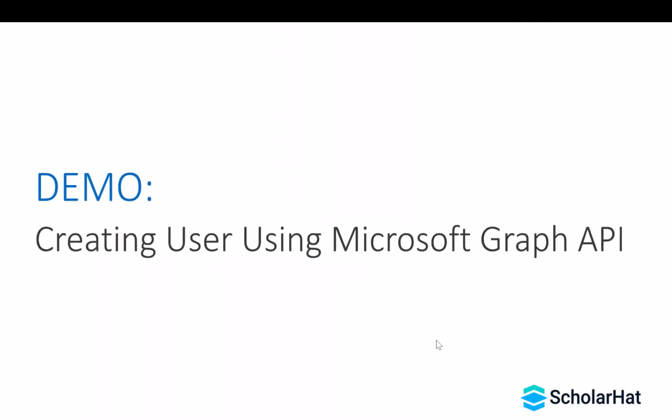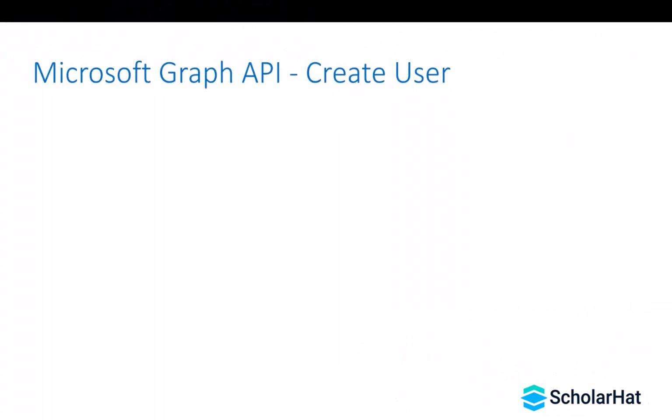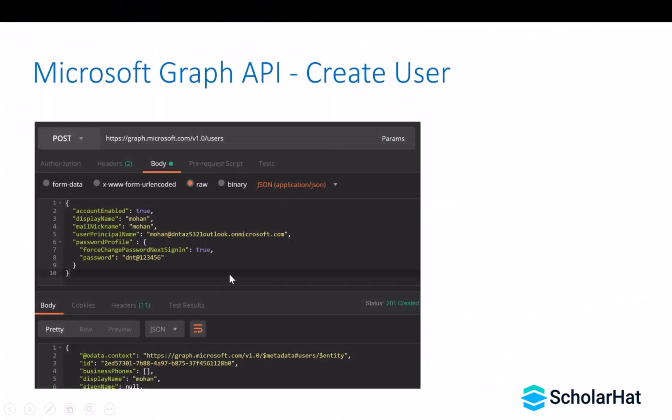Creating user using Microsoft Graph API. So in the previous session we saw how we can retrieve the user list from the Azure AD. Now let's see how we can create a user through the Graph API. For creating the user, we need to make the post request, and there we need to pass the user information along with these mandatory fields.